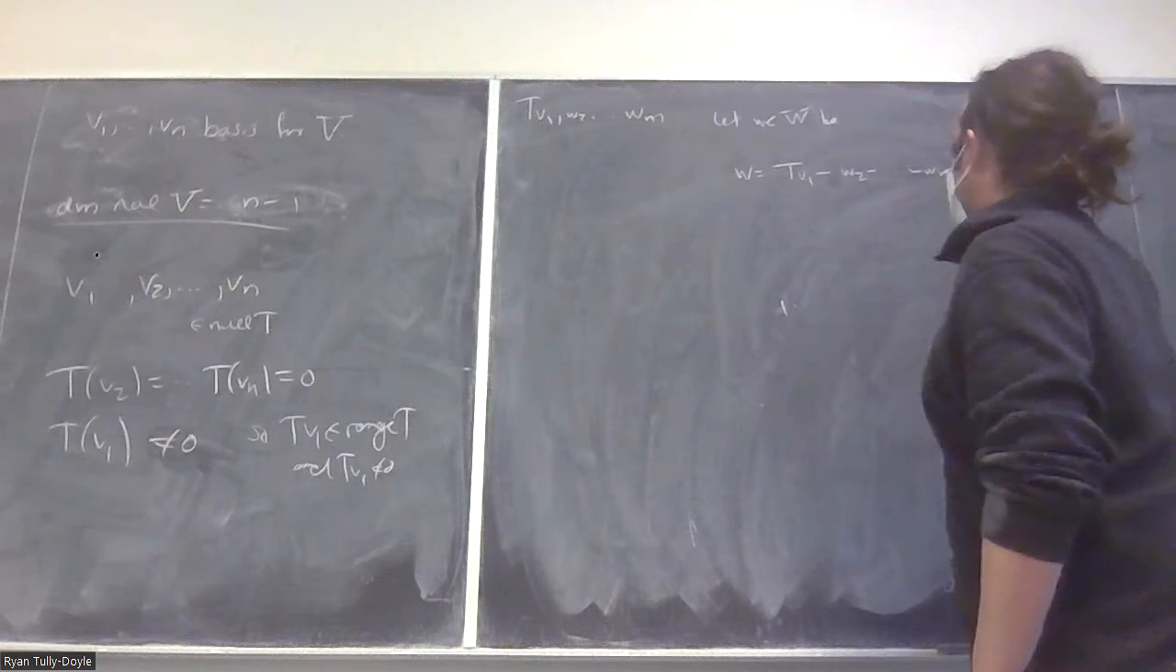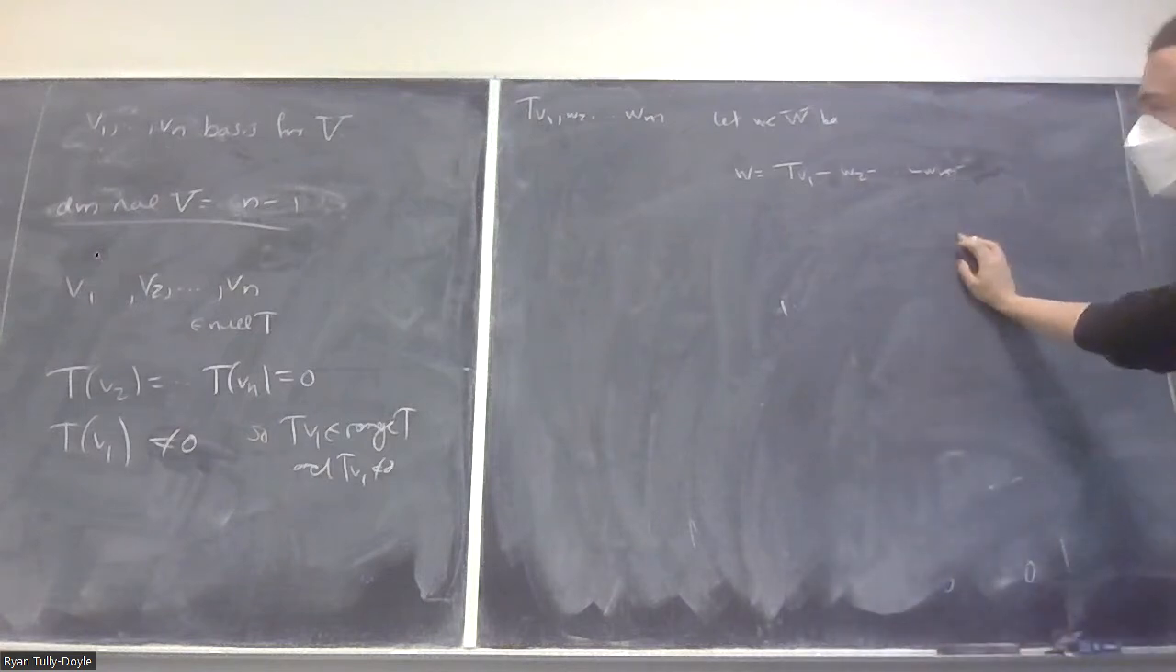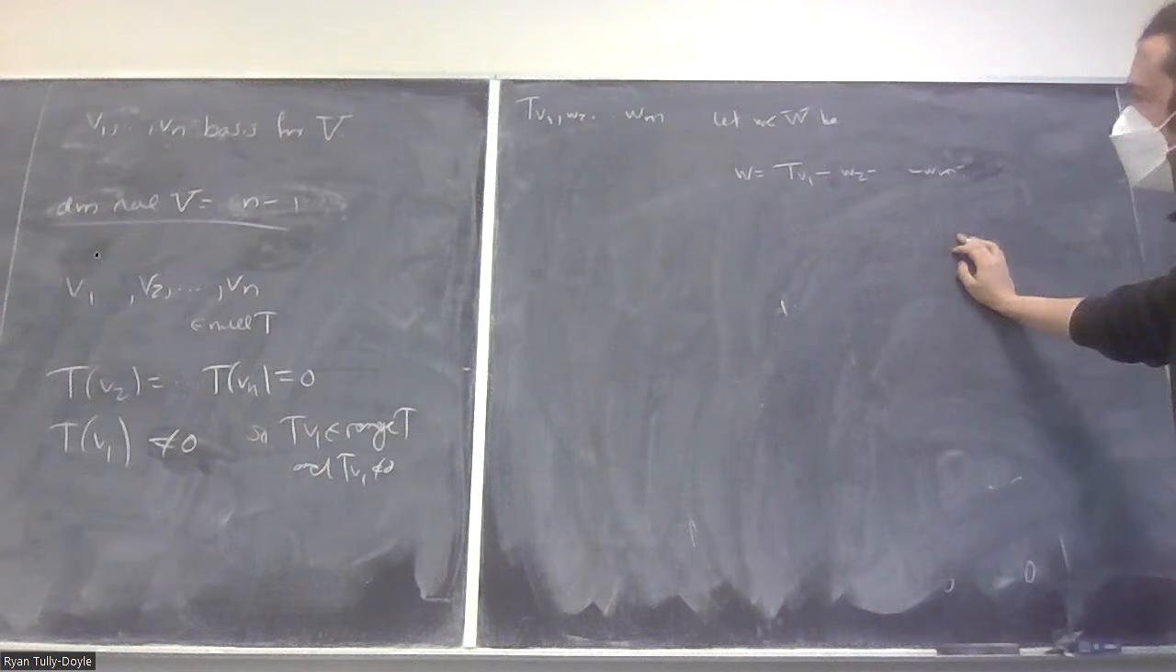And then I said we want to show it's linearly independent. What's linearly independent? That W1 to Wn is linearly independent. Where's W1?